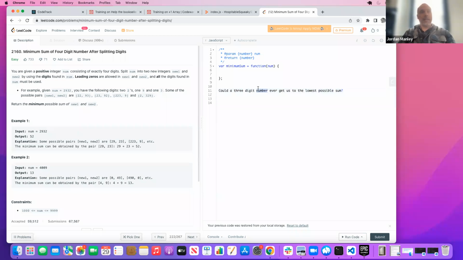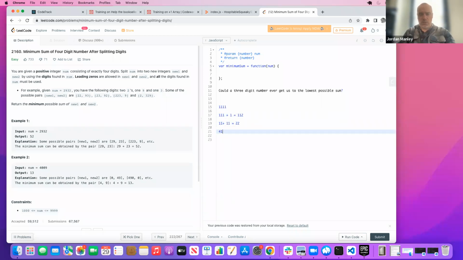So this is the first question I asked myself when I looked at this problem. Can a 3-digit number ever get us to the lowest possible sum? And we can look at a range of numbers here. Let's look at this one first. So I could make this number and I would get 112. But if I split it in 2, I would get 22. So there's no way that 3 digits here is ever going to get us a lower number. And of course, if there's no 3-digit, then there's no 1-digit. So there's only 2 digits and 2 digits.